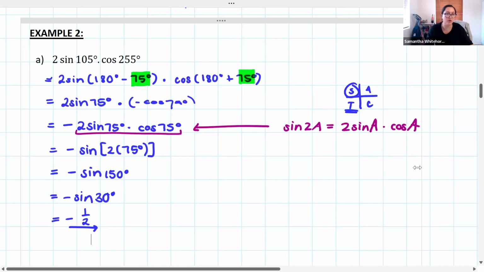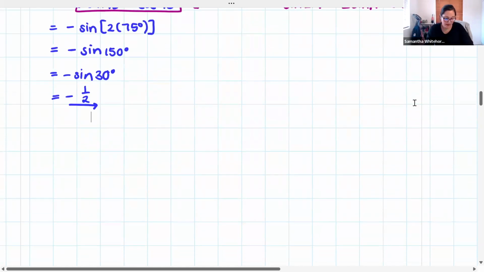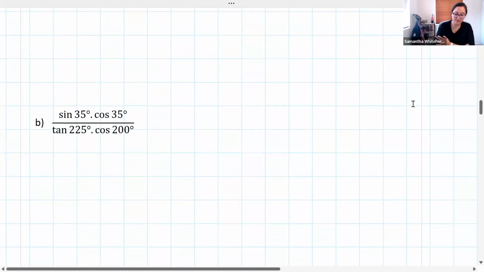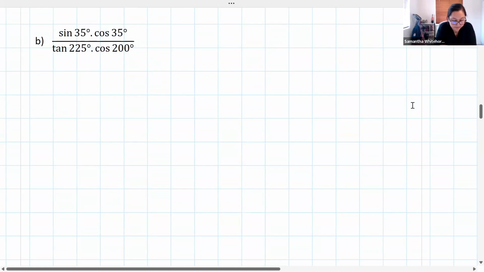Okay, so remember all of these, I didn't write an instruction here, it is: determine the value of the following without the use of a calculator. It's the same instruction as example 1. I just forgot to put it there. Okay, so let's have a look at B.